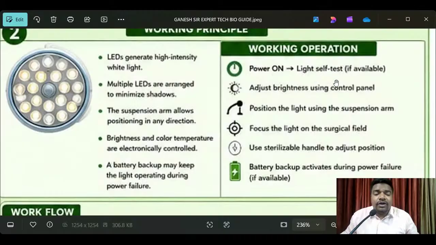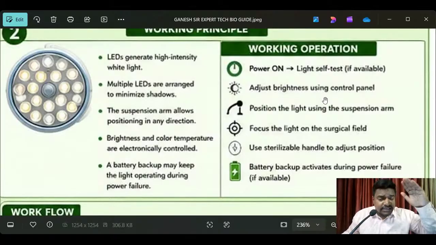I'm going to read it out now. Listen carefully and write it down. If you take any OT light, these are the main basic things. Make, model, and manufacturer may change, but the main features are mostly the same. Let me say the working operation. This is the topic. Come to the point right now: working operation of the surgical light.